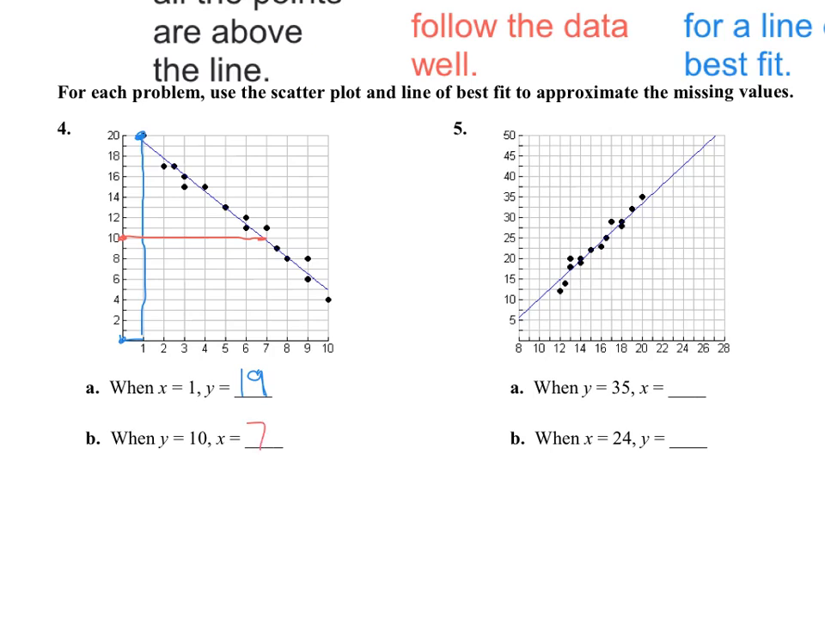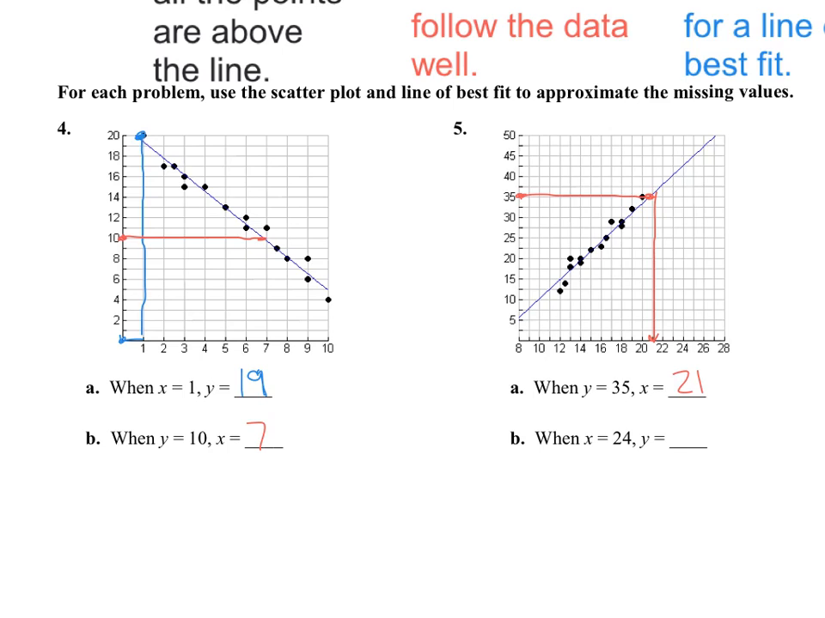For number 5, same concept, just a different scatter plot. So when y is 35, we're going to start off at 35 again on the y-axis. And I'm going to go all the way over to the right until I meet up with my line of best fit. And what's the approximate value of x? The approximate value of x is going to be about 21. So I'm going to go down. It's going to be about 21.